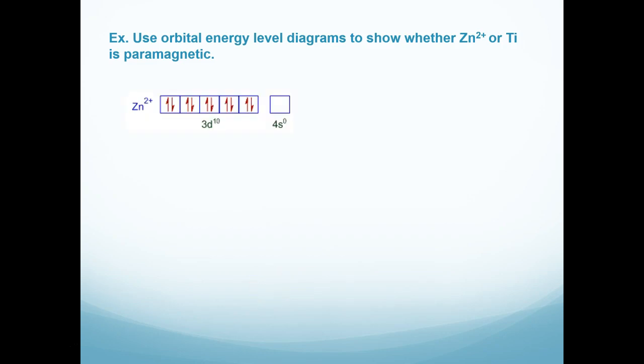Okay? So if we look at the electron configuration for zinc, all of our electrons are paired, we have no unpaired electrons, so this is going to be diamagnetic. And then if we look at titanium, if we go back and write its orbital diagram, we'll find that we do have unpaired electrons here, so it will be considered paramagnetic. So it can interact with some external magnetic field, where zinc 2+ cannot.